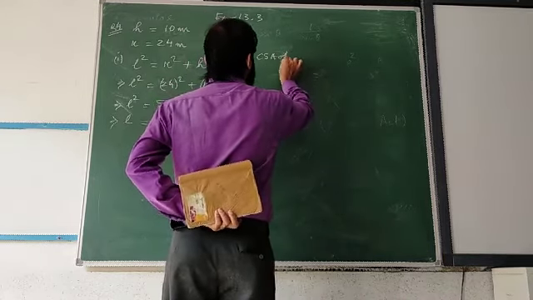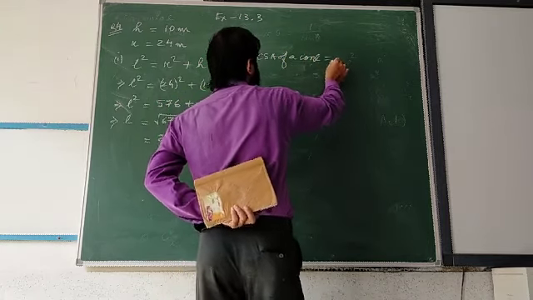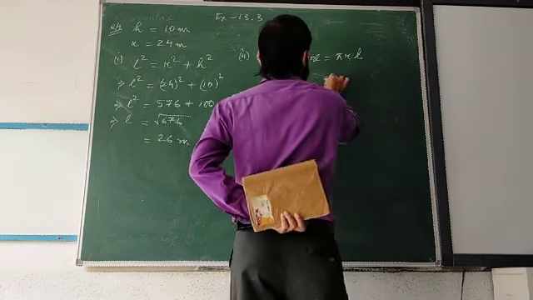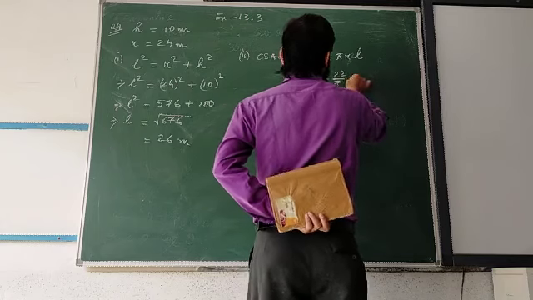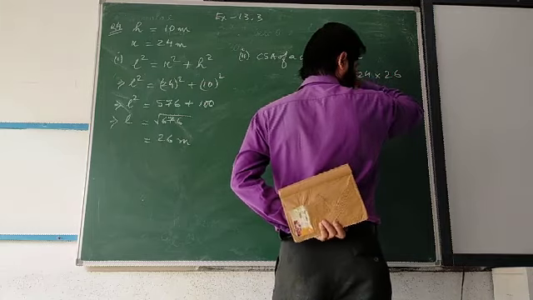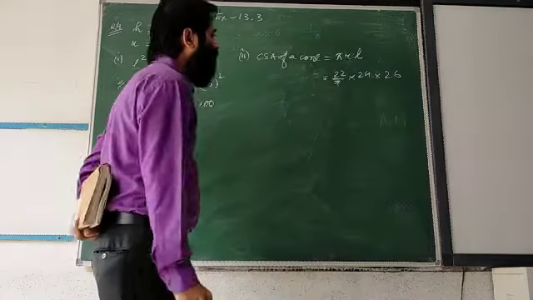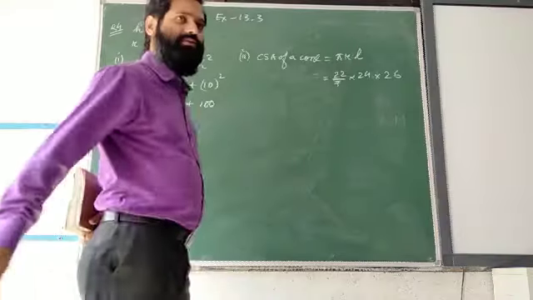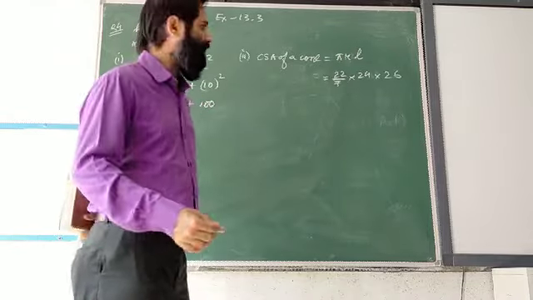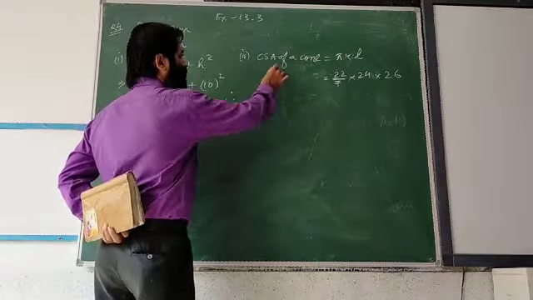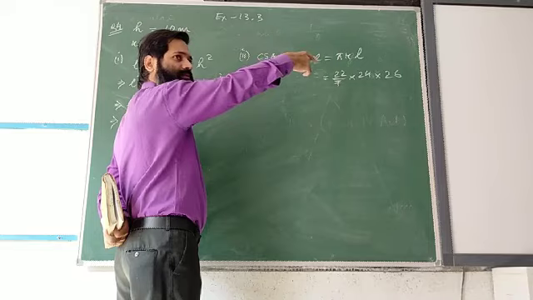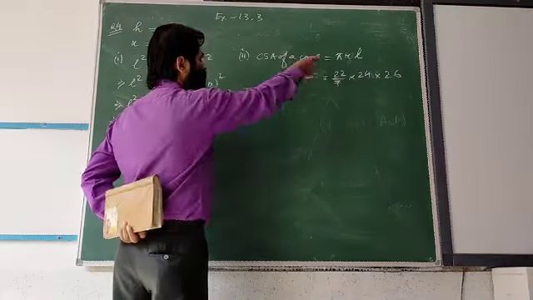Number 2. CSA of a cone. CSA of a cone is what? Pi r l. What is pi? 22/7. R is 24. L is 26. Can it be cancelled or what? No, sir. Leave it this way. They didn't tell you to find the CSA. They're telling you to find the cost. So we'll say that this is the area, that means this much area needs to be covered with canvas. So CSA of a cone is this one.